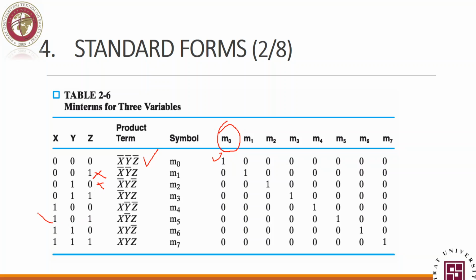X is in its state, it's not inverted, 1. Y is inverted, it would be Y bar. What makes Y 1 invert to 0? It will be 1. So Y bar, 0, Z in its own uninverted, uncomplemented state, that's 1. So X, Y bar, Z. The last one would be X, Y, Z, and that's it. It would be just M7. And we have this secondary diagonal, all ones, the rest are all zeros, and this is what we call min terms, the minimum number of ones.